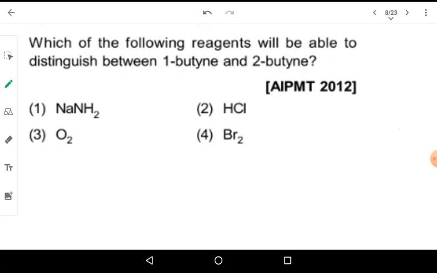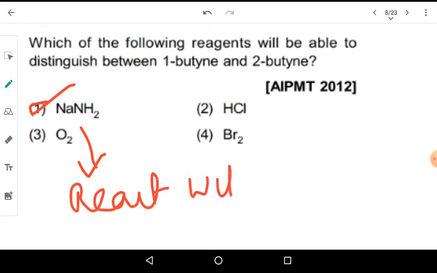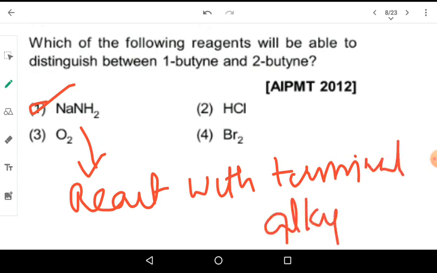Now which of the following reagents will be able to distinguish between 1-butyne and 2-butyne? It is NaNH2, because NaNH2 will react with terminal alkynes only, and so it is going to react with 1-butyne only, and 2-butyne will not give the reaction.